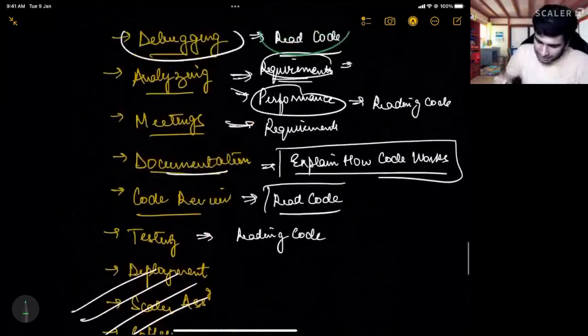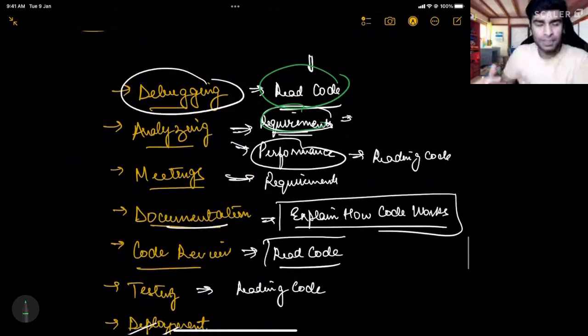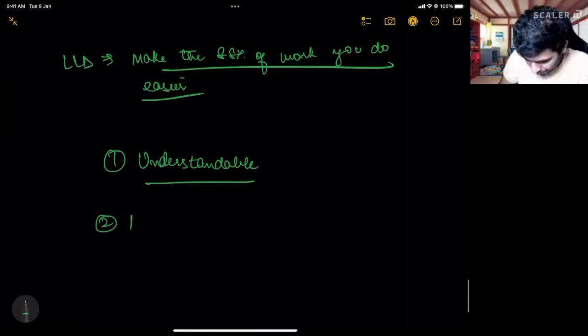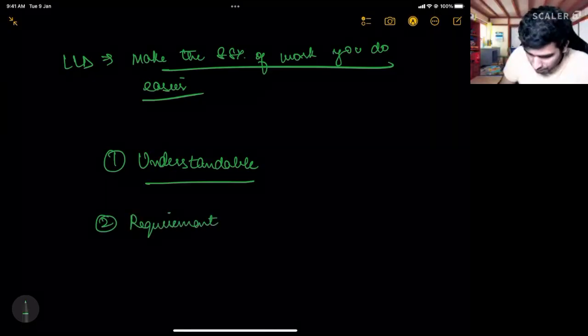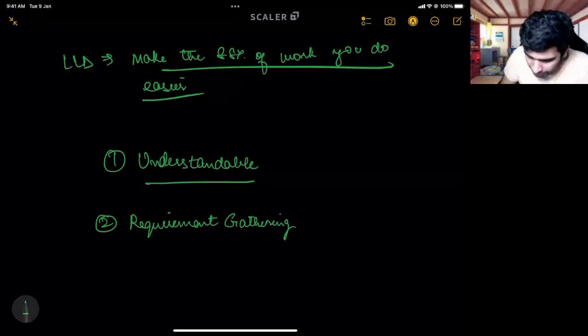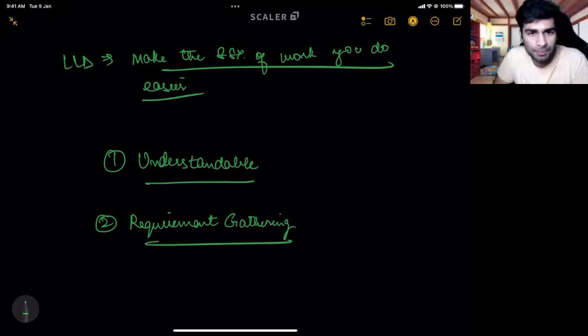Now, the second property. The second thing that your LLD is going to help you with is requirement gathering. See, as a software engineer, we are going to fail in our work always till the time we don't understand the requirements well. The very first step of a software engineer actually starts with understanding the requirements.